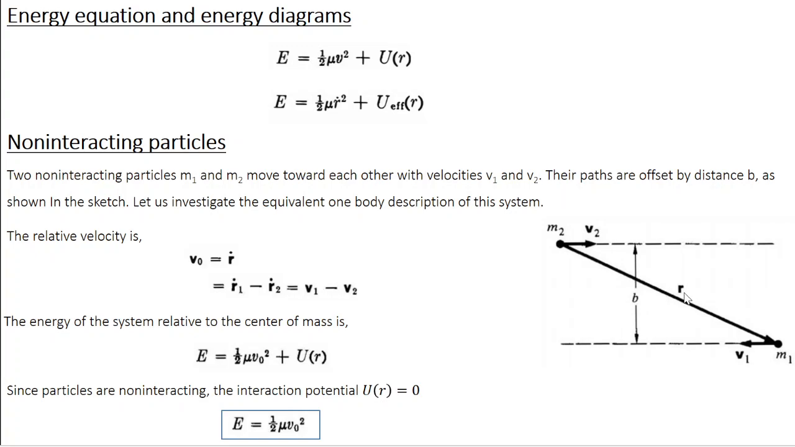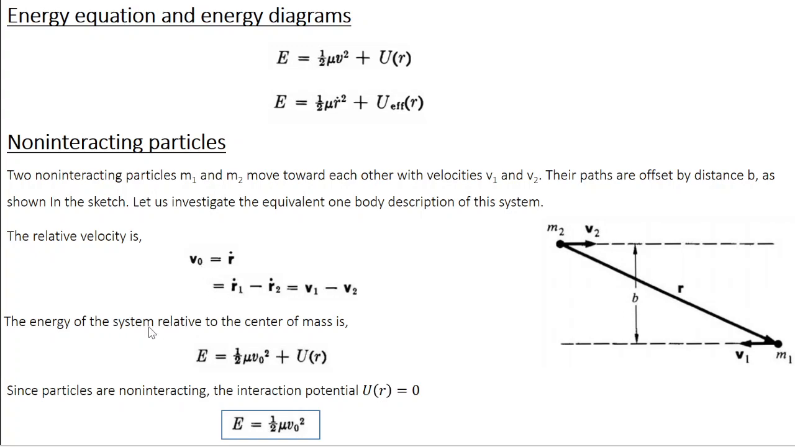Their relative position R can be written as R1 minus R2. So the relative velocity V0 is nothing but R dot, which in terms of R1, R2 you can write as R1 dot minus R2 dot, which is nothing but V1 minus V2. If the particles are moving with constant velocities, then their relative velocity is also going to be constant.